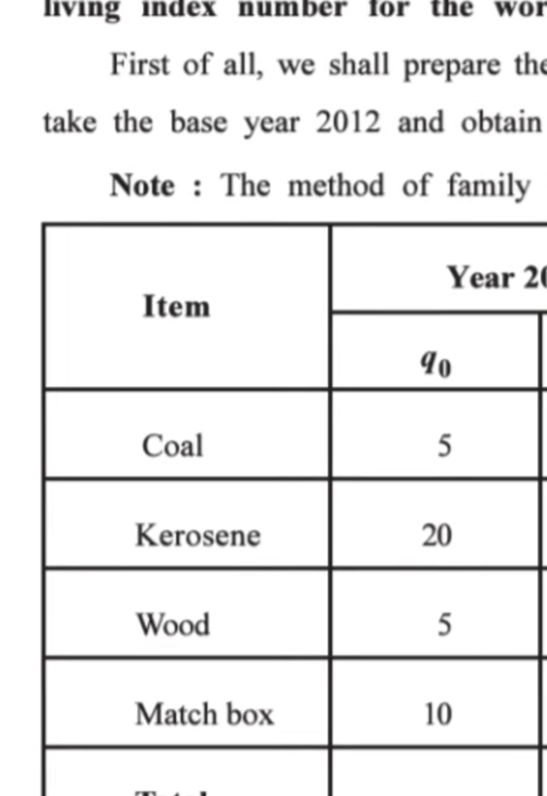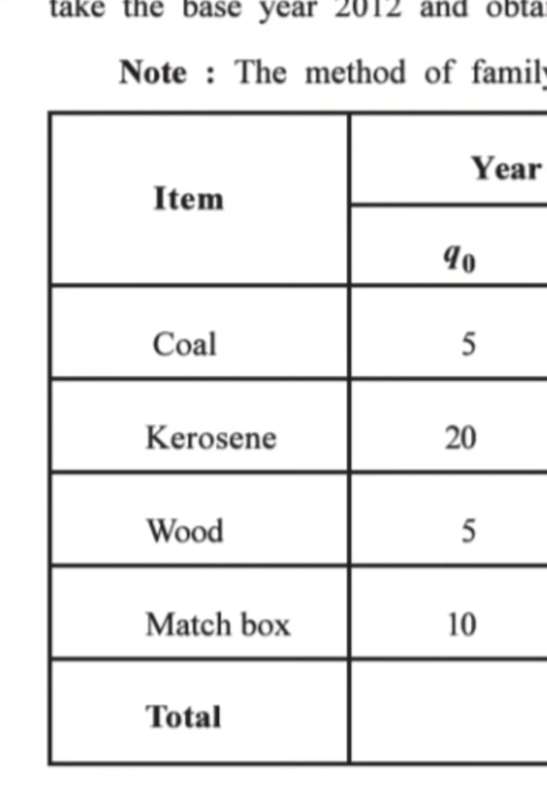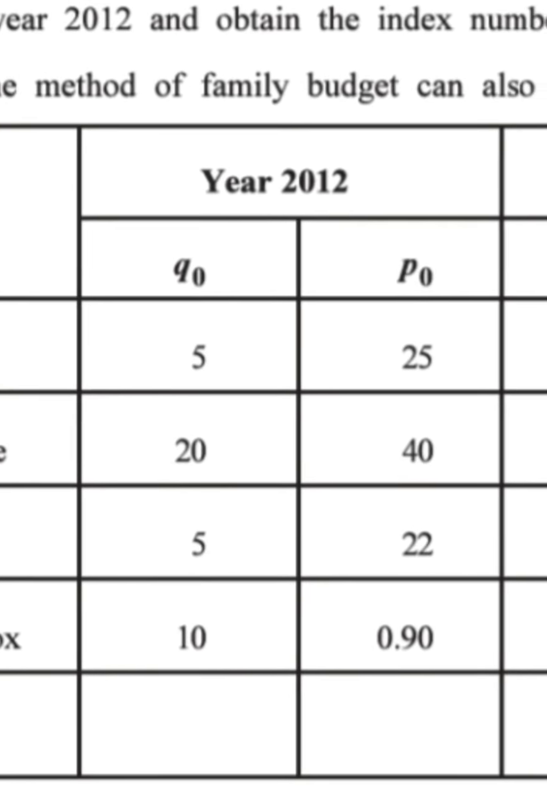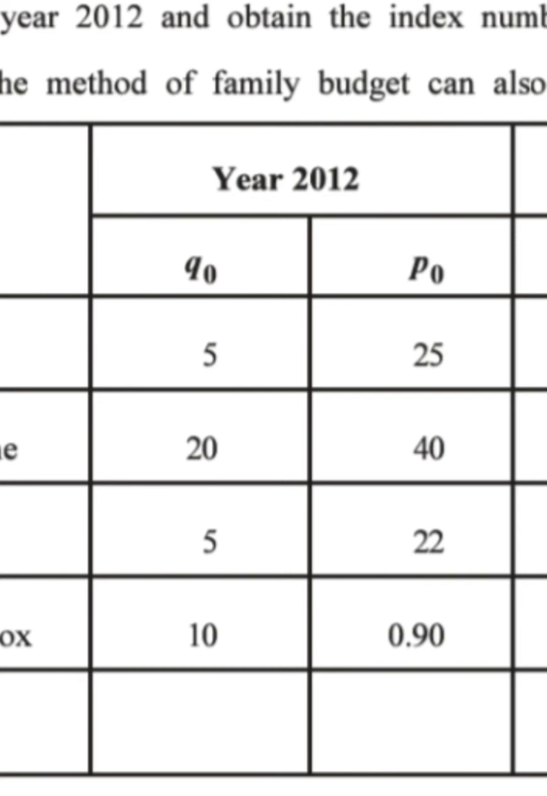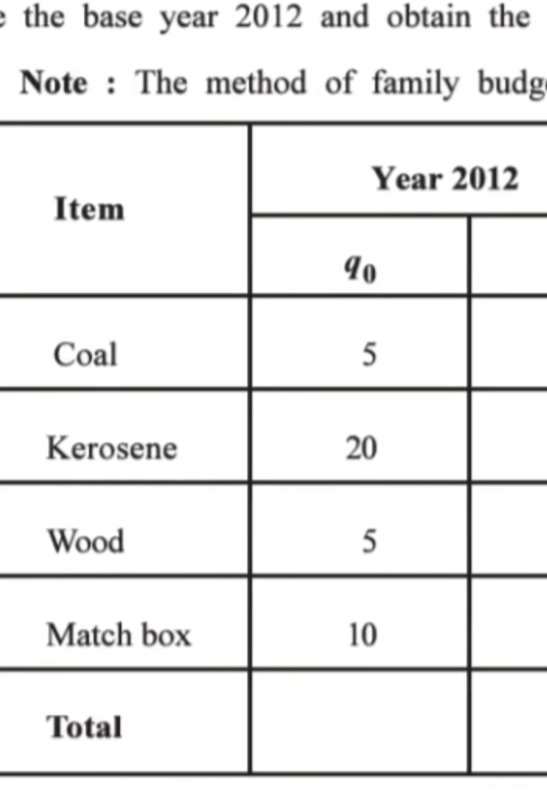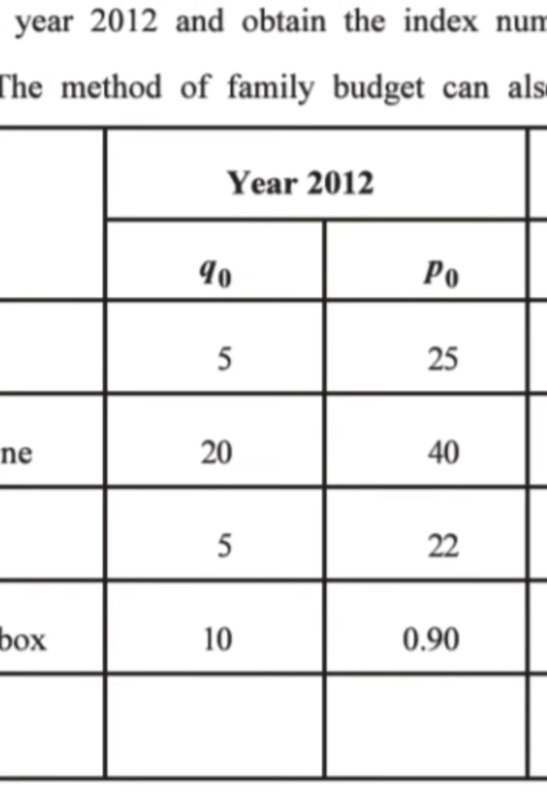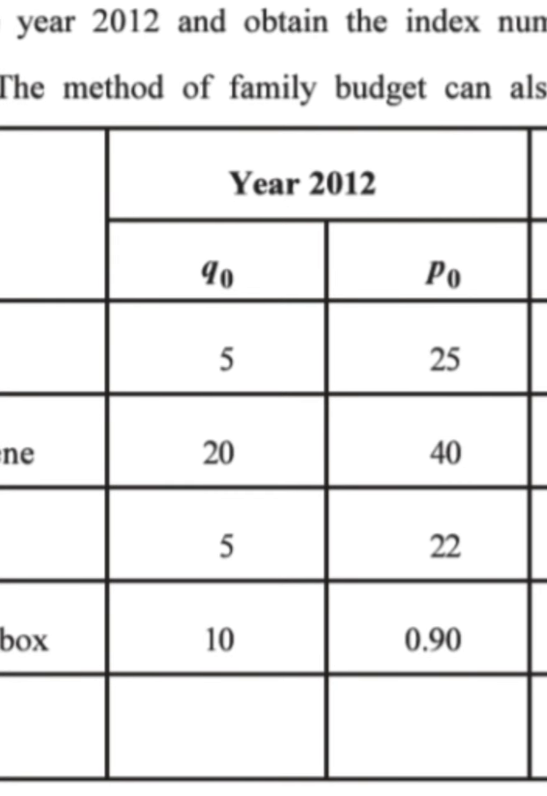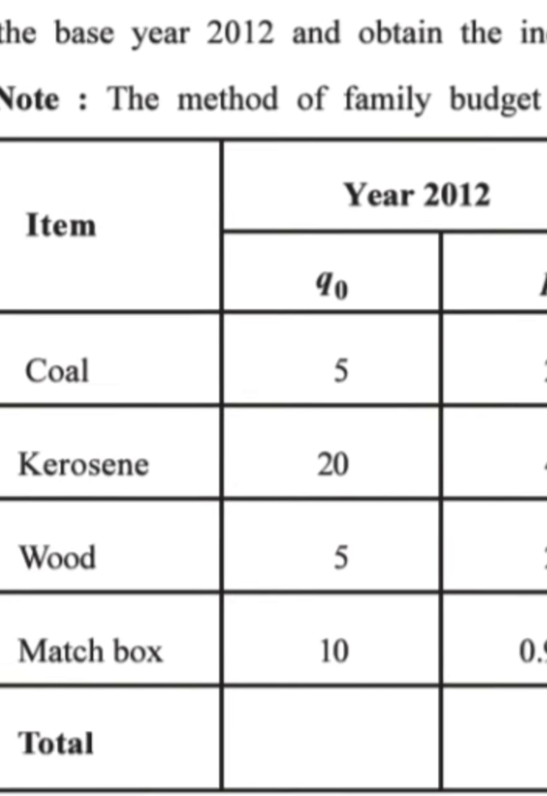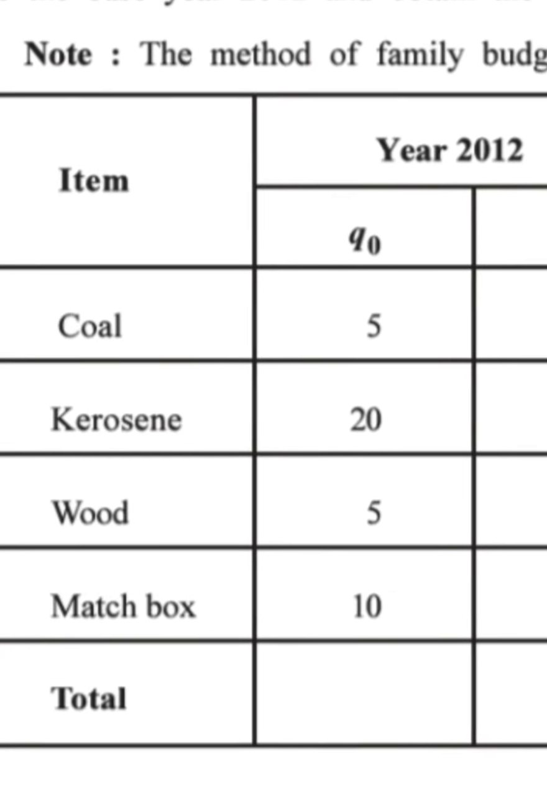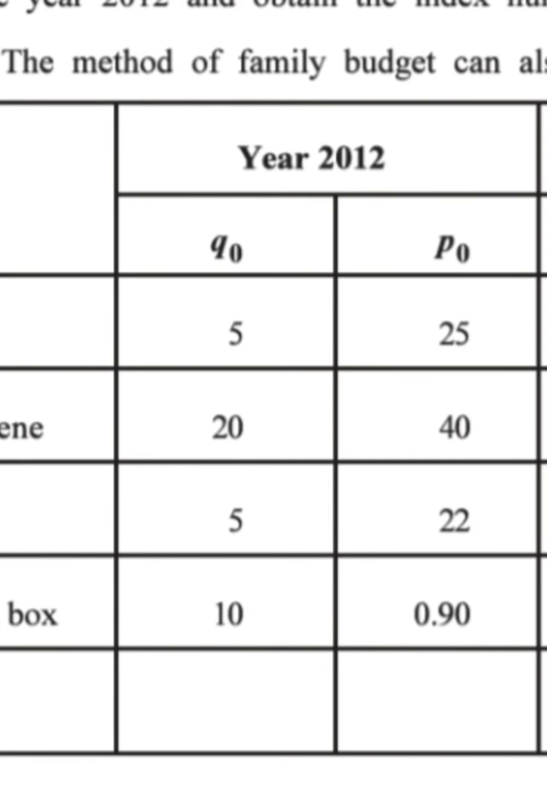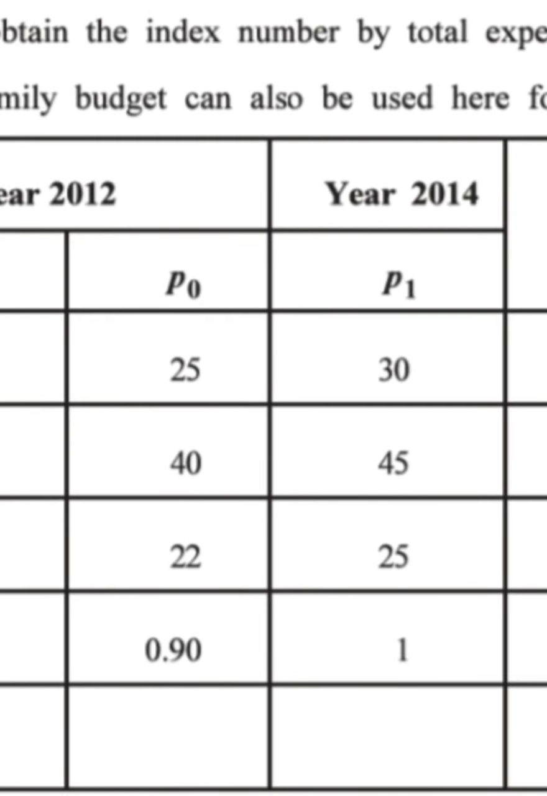Items you would find are coal, kerosene, wood and matchbox. As I told you, for the base year they have given us the quantity and the price per unit. For coal, it is 5 kg, and the price per unit was 25. This is how they have given us the data for the other items, kerosene, wood and matchbox. That is Q0 and P0. Then P1 has been given because the price of the current year was given, and the current year was 2014. So 30, 45, 25 and 1.